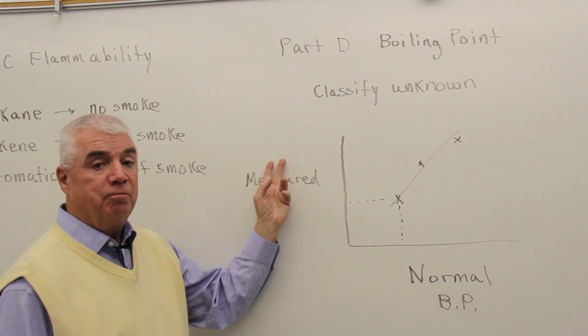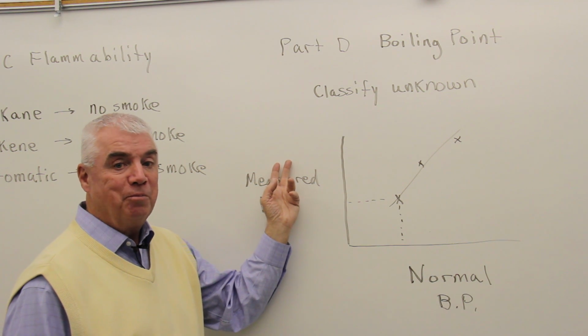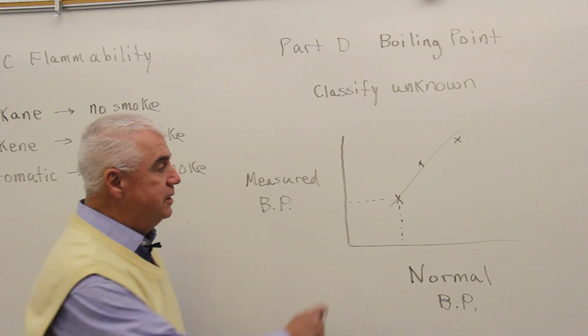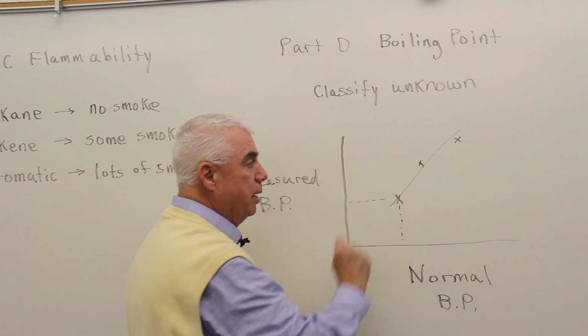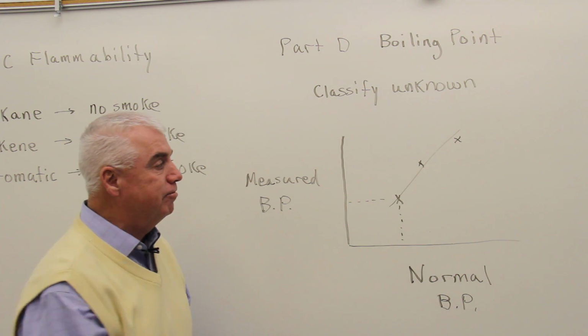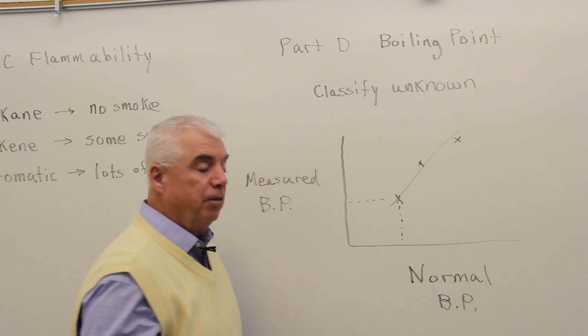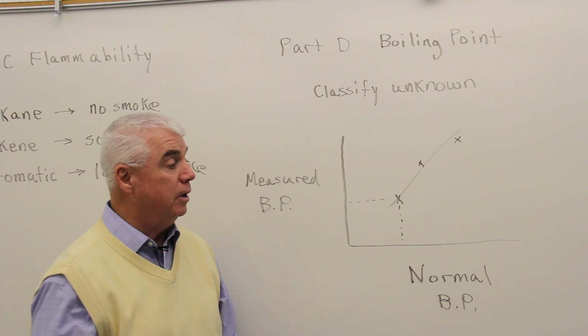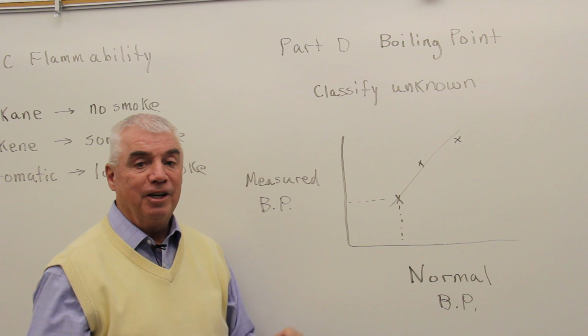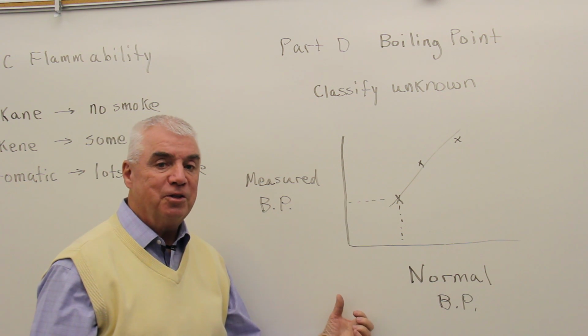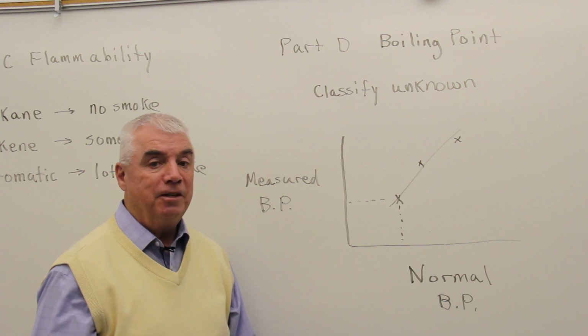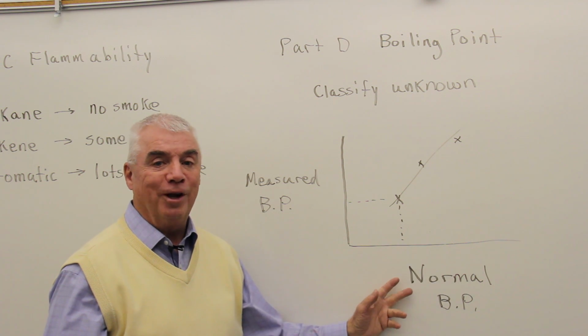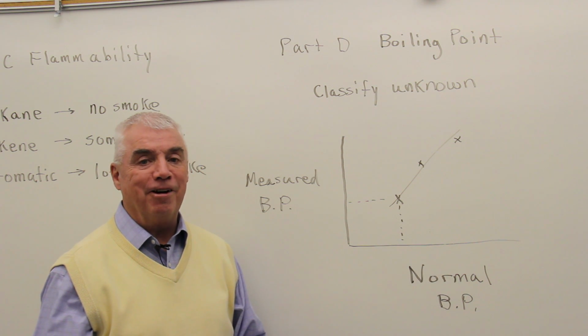Because now you'll get a measured boiling point for your unknown. Taking a hypothetical line, you'll come across until you hit the graph, come down, and that would give you the normal boiling point of your unknown. With that data then, knowing the class of substance that your unknown is in and having its normal boiling point, you'll be able to identify the unknown.